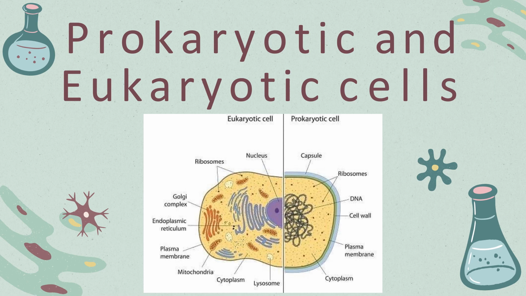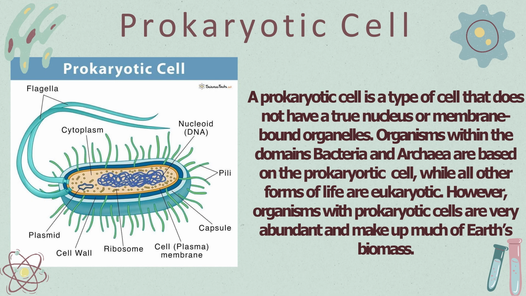Before this report starts, I know every one of you is wondering, why are these cells called prokaryotic and eukaryotic cells? The word prokaryotic came from the Greek word pro, which means before, and karyon, which means nut or kernel, while the word eukaryotic came from the Greek word eu, which means well or good, and karyon, which means nut or kernel. So, what is a prokaryotic cell?